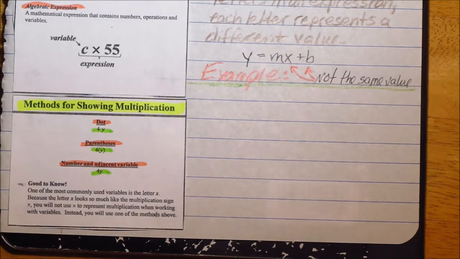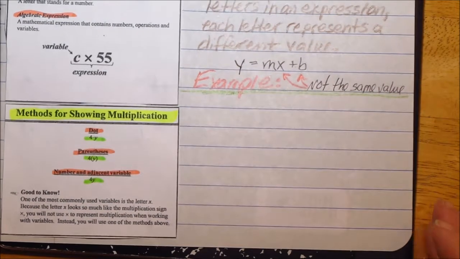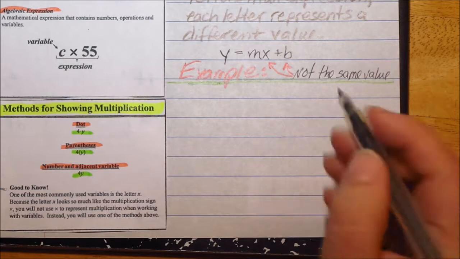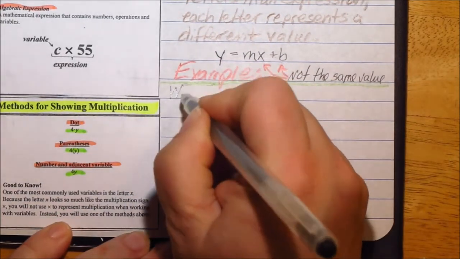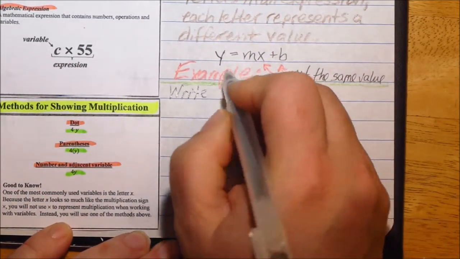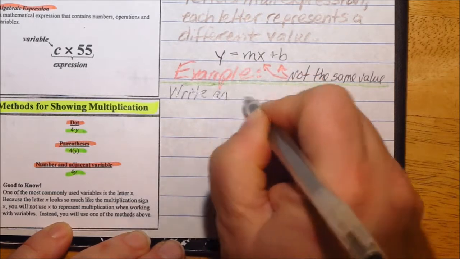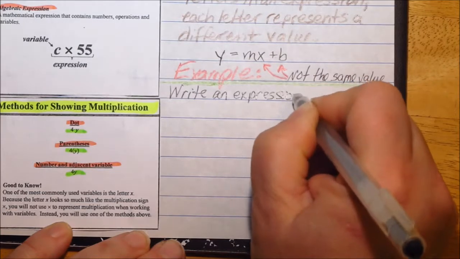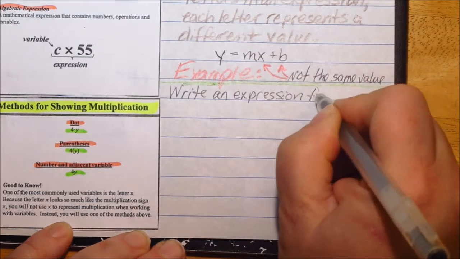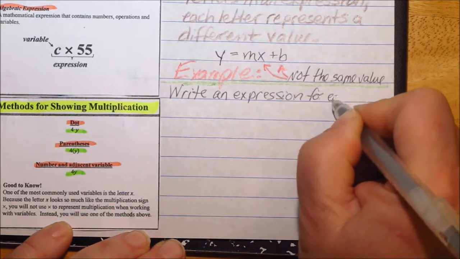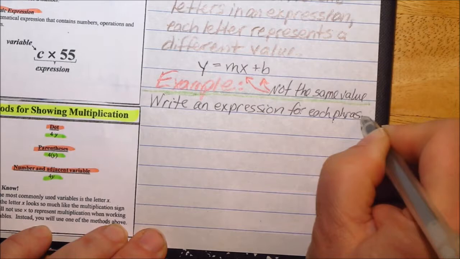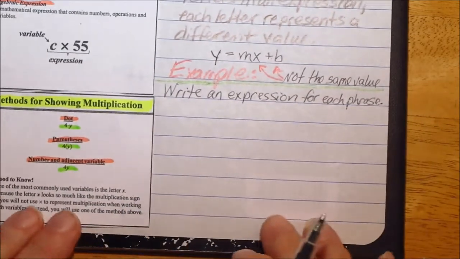All right? Okay, so now let's write a couple of examples of how we write algebraic expressions from word phrases. Write an expression for each phrase. Gotta write real small here. There we go. All right, write an expression for each phrase.